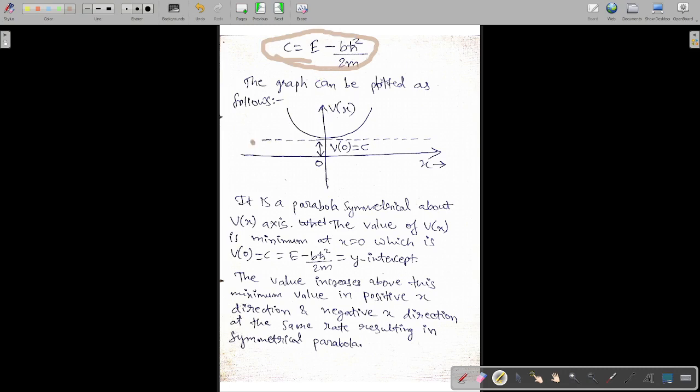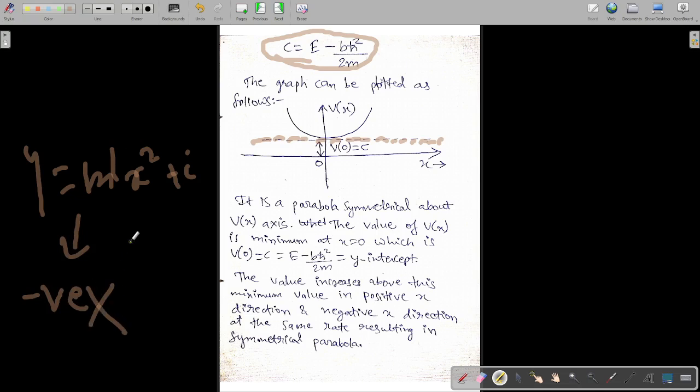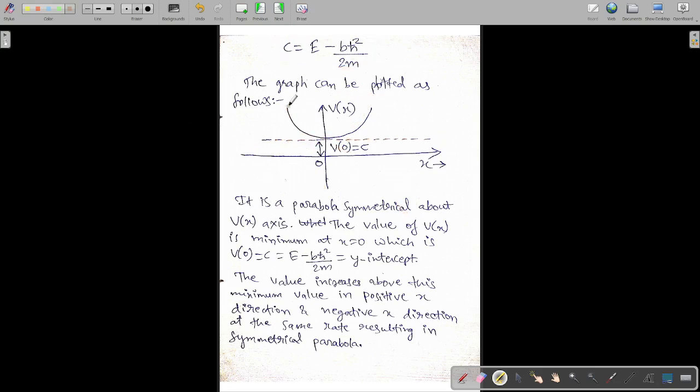Now this is the parallel tangential line, and the parabola will lie above this. Why will it lie above this? Because it is of this form, so clearly it will never give a negative value. If I try to draw the graph like this, it will go into the negative region also, but the value can never be negative because x square is always positive. So I have to keep the mouth of the parabola upwards instead of downwards. So the mouth of the parabola opens upwards.